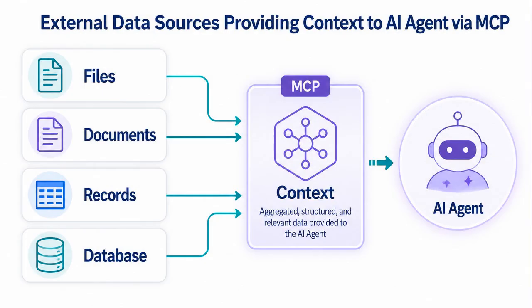Now let's look at data access explained simply. AI agents need accurate and current data. MCP can help connect them to external data sources. This may include files, documents, business records, or databases. The agent can use this data as context. This makes answers more grounded and relevant. Instead of guessing, the agent can work with real information. That is a major reason MCP matters.